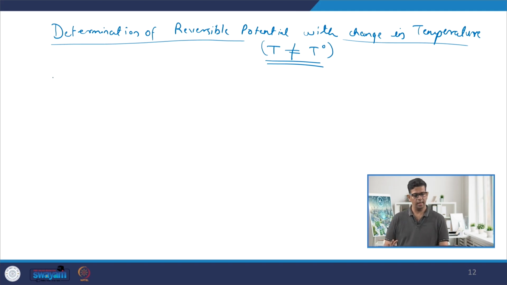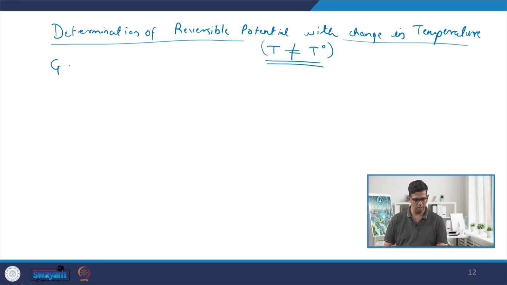Whenever we have the cell operating at different temperature and pressure conditions, the reversible cell potential is no more 1.23, it deviates, and it is different from what we have observed earlier. So, that is the change that we are going to see. Let us start with the derivation.